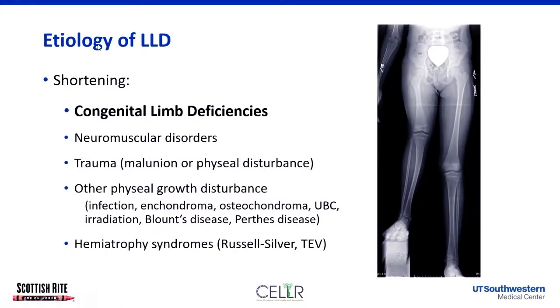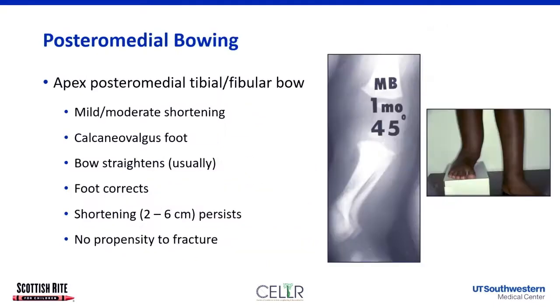And again, when we talk about the etiologies, there's broad categories that we look at. Congenital limb deficiencies, neuromuscular disorders, post-traumatic, growth disturbances, and hemiatrophy syndromes. And we're going to talk just a little bit about each one of those right now. When we look at congenital deficiencies, we're going to talk about a couple of them right now.